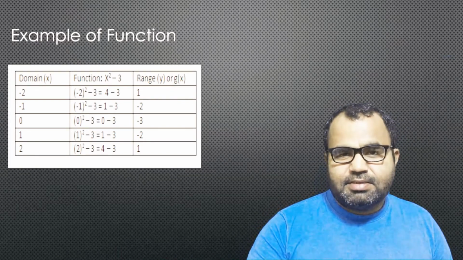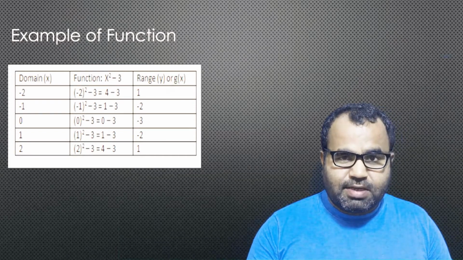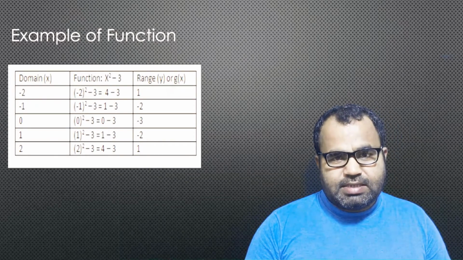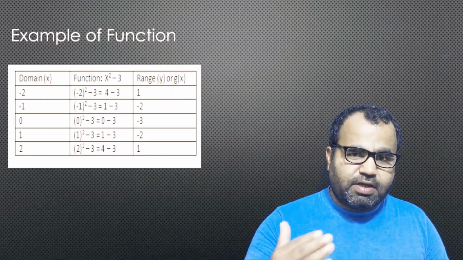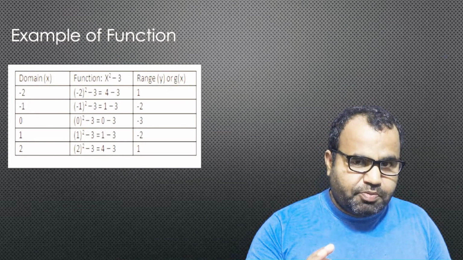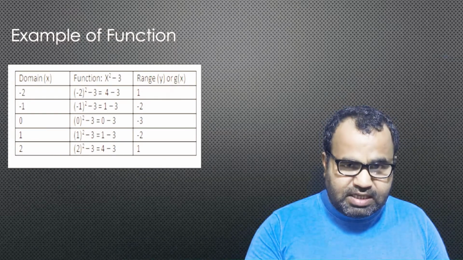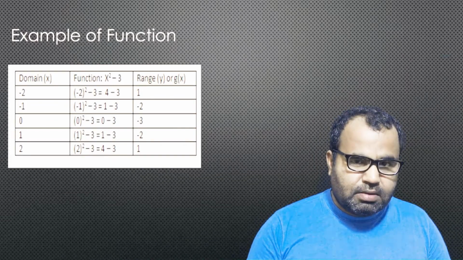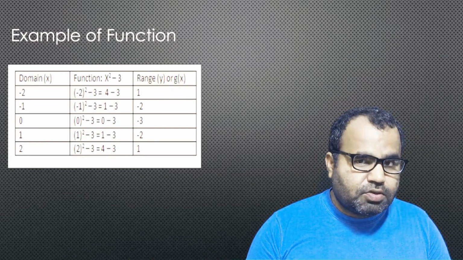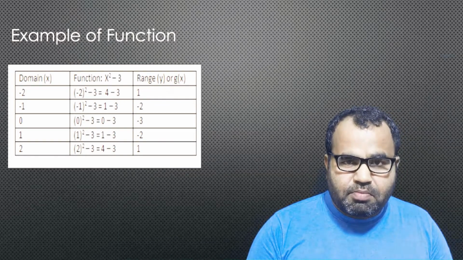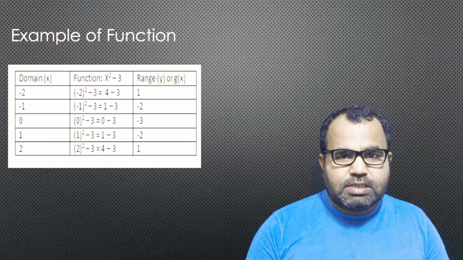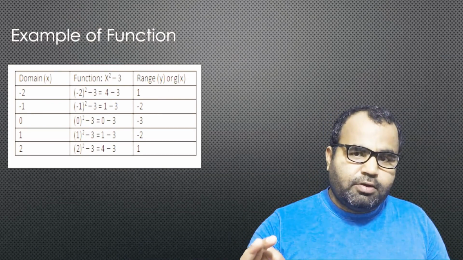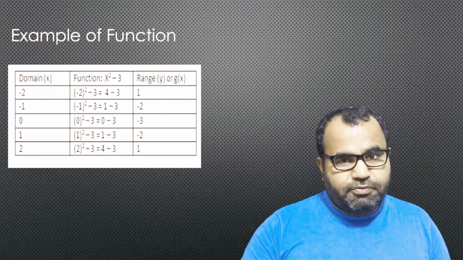After putting minus 3 in the function x square minus 3, we get 1. And if we put x is equal to minus 1, then we will get minus 2. After putting x is equal to 0 in this function x square minus 3, we will get minus 3. Suppose we put x is equal to 1, then we get minus 2. After putting x is equal to 2 in this function, we will get 1. For each input value, we have an output value.